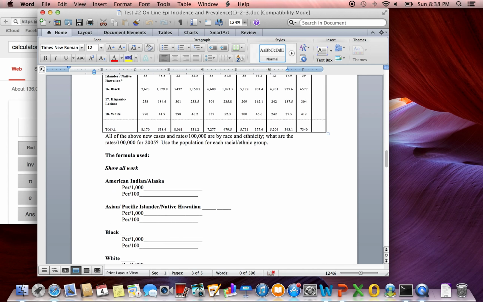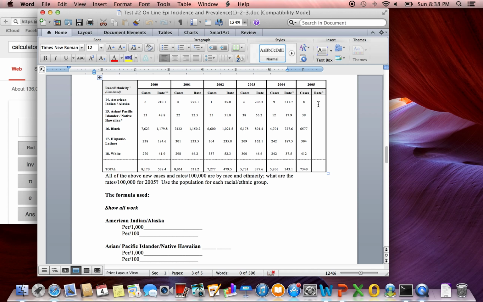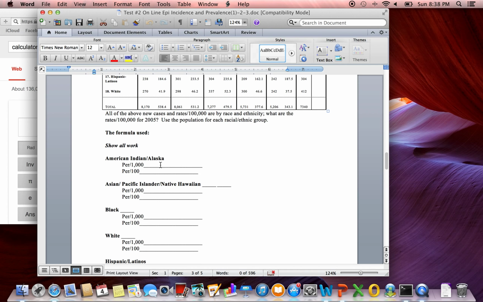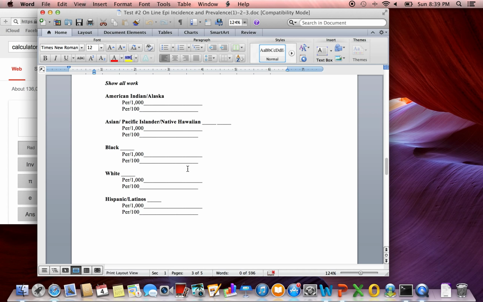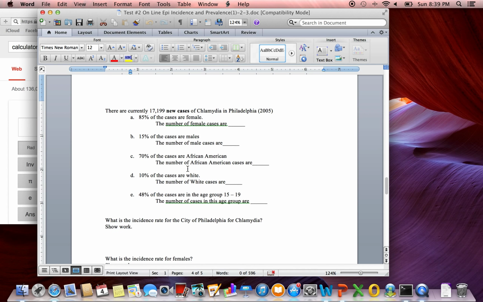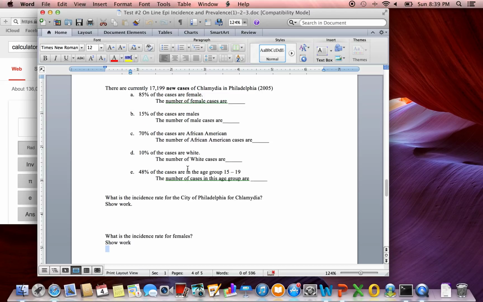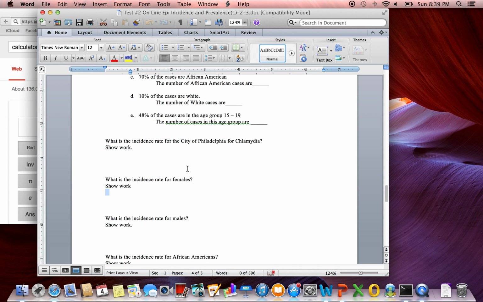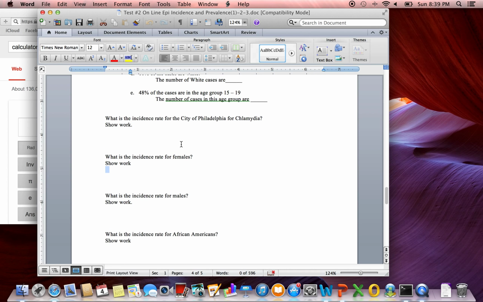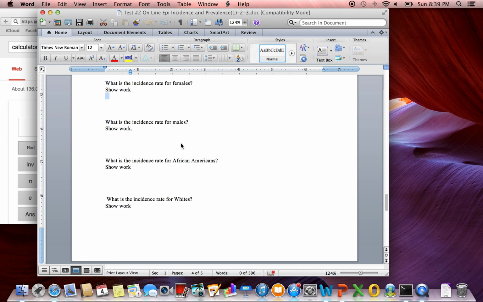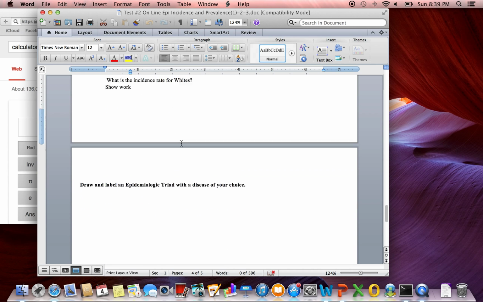And then this chart asks us to fill it out per 100,000. And then down here, you're also calculating out per 1,000 and per 100. So it's going to be the same number, basically. The decimal point is just going to be moved over, right? And then this is the problem that we just pretty much took a look at. The numbers are all different, that's all. I don't specify here to calculate it out per 100,000, so I'd recommend using 100,000 though. And that's pretty much it.